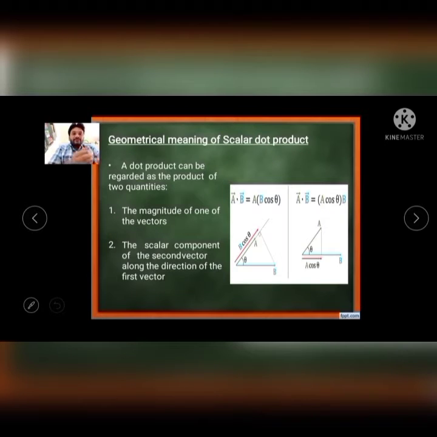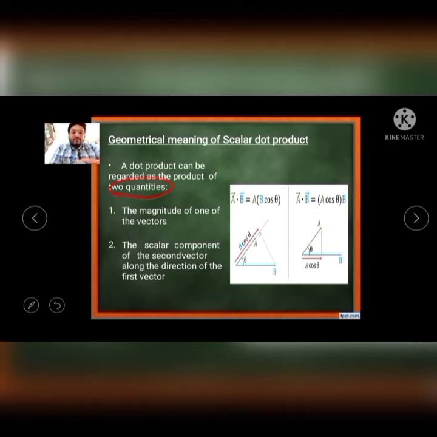Now we will see the geometrical meaning of scalar or dot product. Already we have seen the meaning of scalar or dot product. Now we will see what the geometrical meaning is. A dot product can be regarded as the product of two quantities.